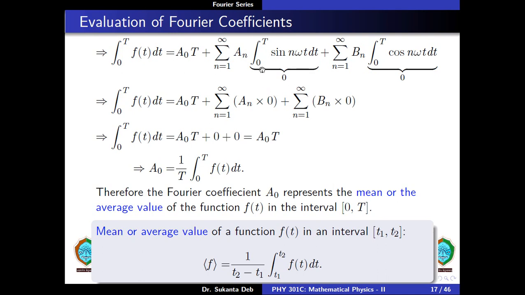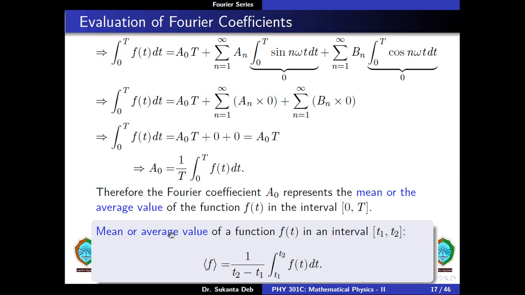Now we already know that the value of this expression is equal to 0, as well as the value of this expression is equal to 0. So we get integral from 0 to capital T f of t dt is equal to a0 into capital T. So a0 is equal to 1 by capital T into integral from 0 to capital T f of t dt. So the Fourier coefficient a0 represents the mean or the average value of the function f of t in the interval 0 to capital T.